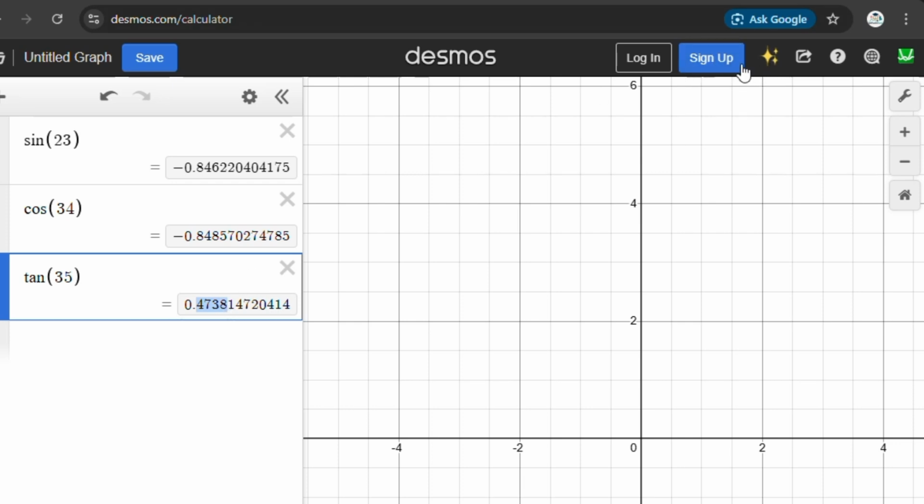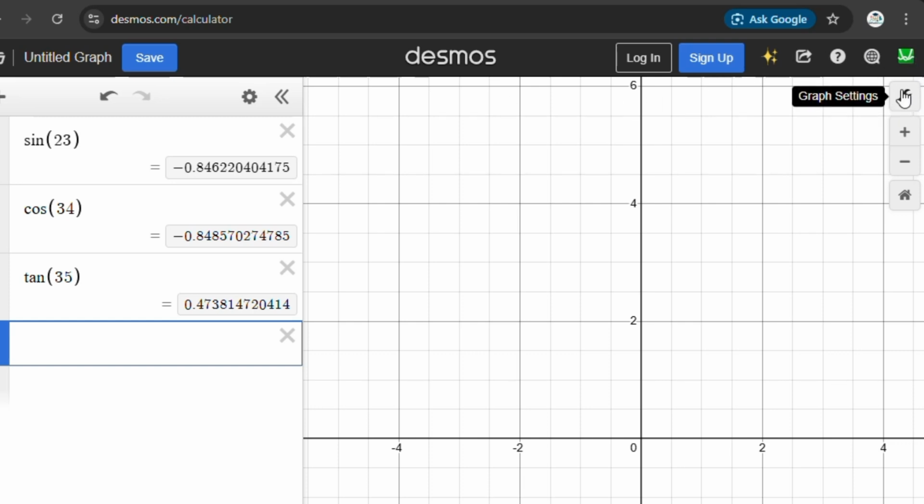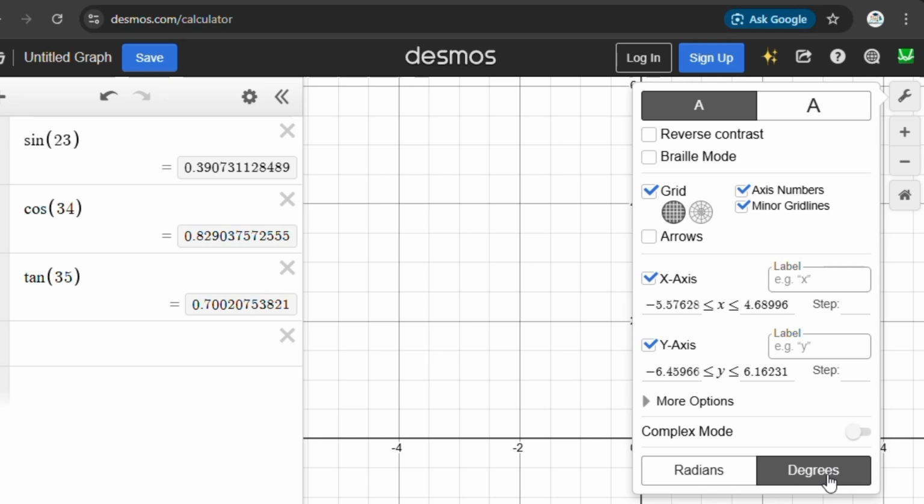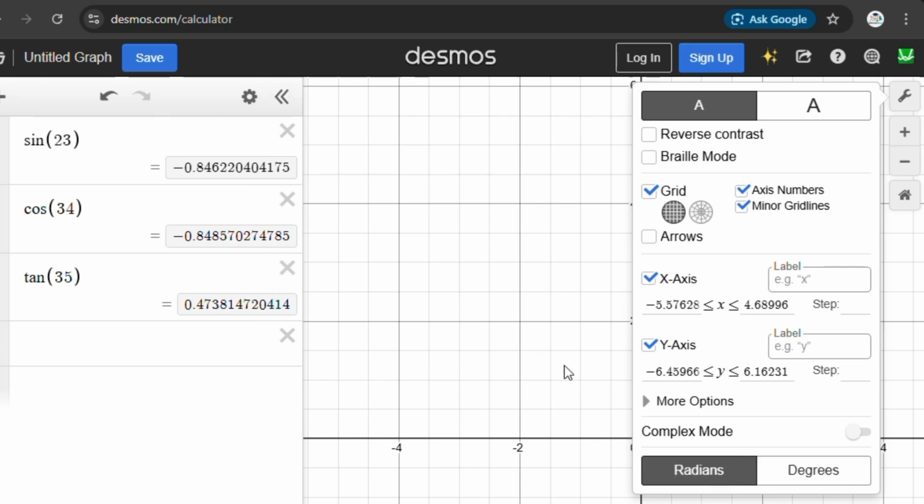But what if you need it in degrees? Here's one thing. If you can see this graph settings, please click on this. It will be in radians for you most of the time. So if you need to see your output in degrees, just click the degrees button and you will see them in degrees. And again, you can turn back to radians at any time you want.